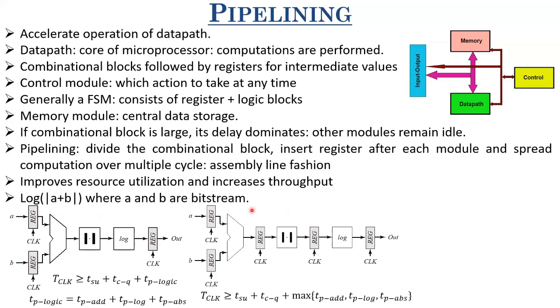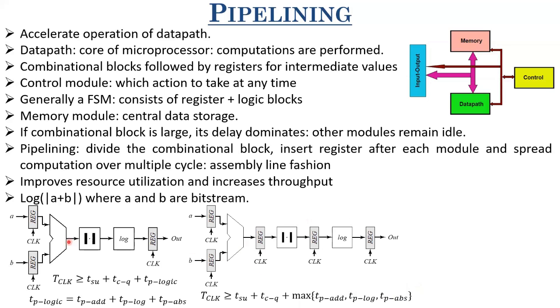So in pipeline, what we told was we divide this combinational block into several sub-modules and then we insert registers in between. So you have this, which remains same. Then you have the adder. You divide it into three parts: adder, mod operator, and logarithmic operator, and insert registers between these elements. Now it is the maximum clock period. So it should be greater than TSU plus TCQ plus max of this TP adder, TP mod operator, or TP logarithm operator, or TP absolute value of this.